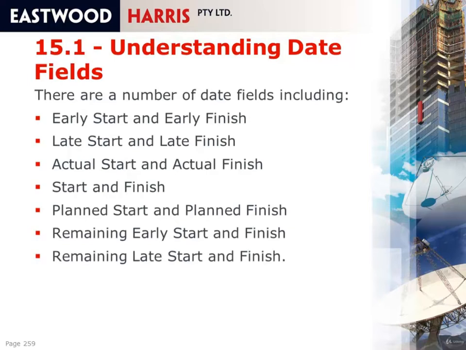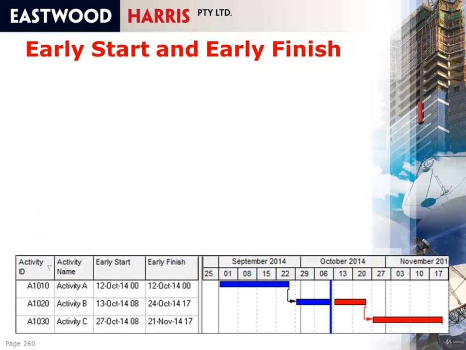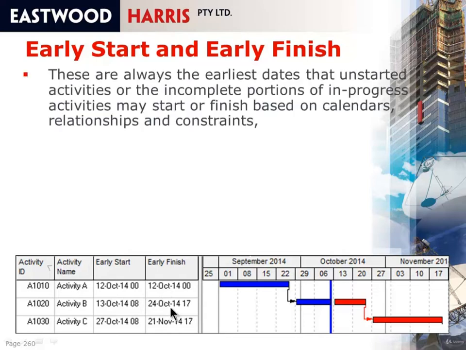So first of all, let's have a look at the early start and the early finish. If you were to display an in-progress program with an activity that's finished, an activity in progress, and an activity that's not started, these are the dates you'll see. These are the earliest dates for unstarted activities, and here we have an unstarted activity, or the incomplete portions of an in-progress activity, which may start and finish based on calendars, relationships, and constraints.